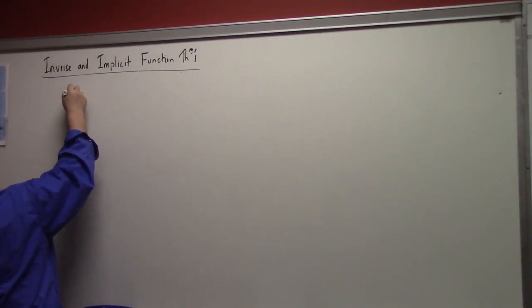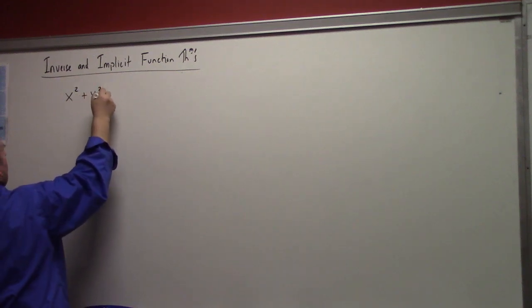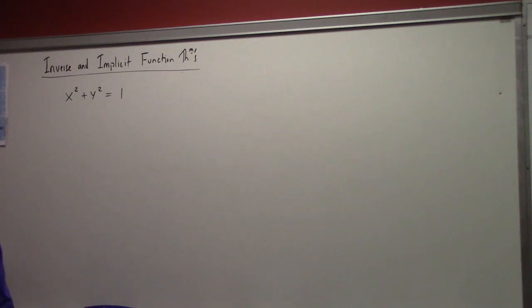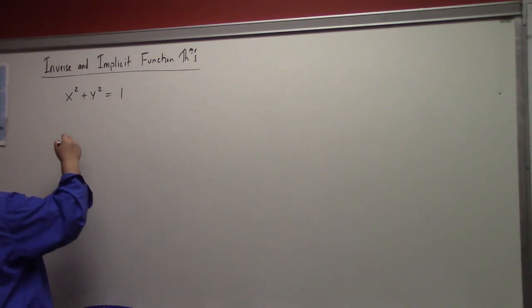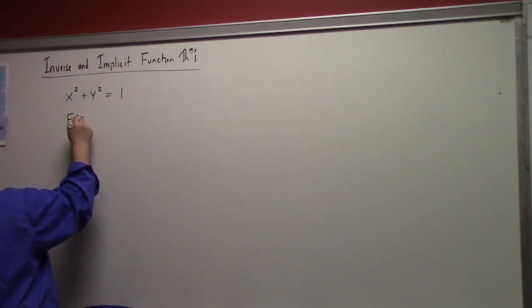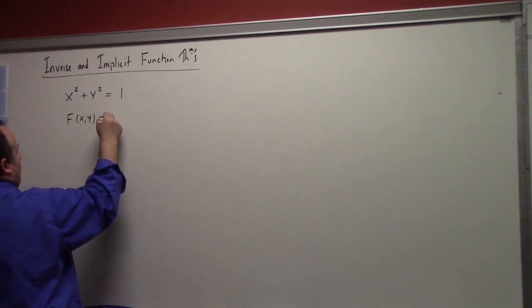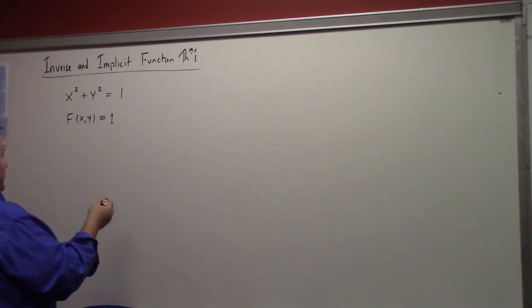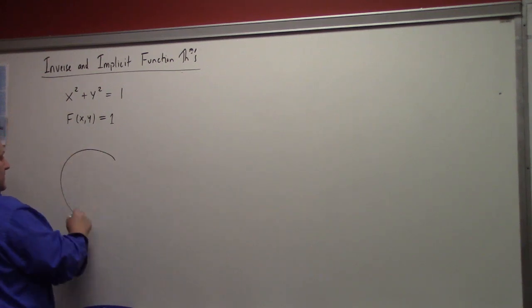So a good example would be x squared plus y squared equals 1, right? So here you're basically looking at f of x comma y equals 1. It's a level curve. And the question then is, when can you solve for y as a function of x? Well, you kind of already know the answer, right? I mean, it's a circle.